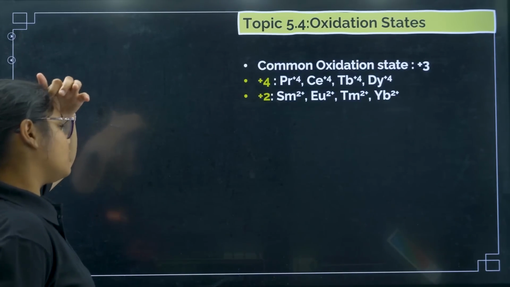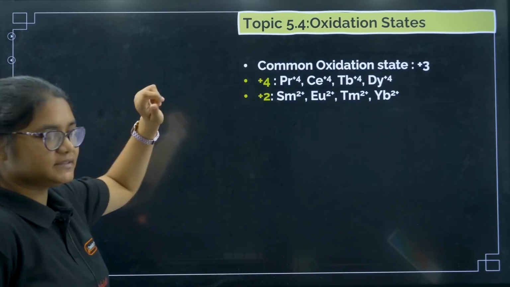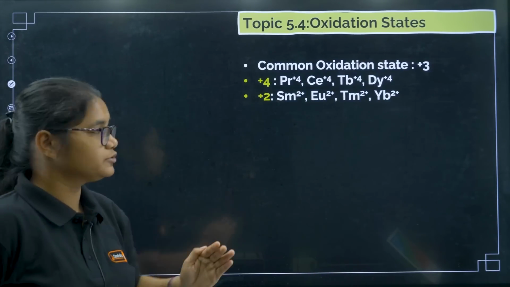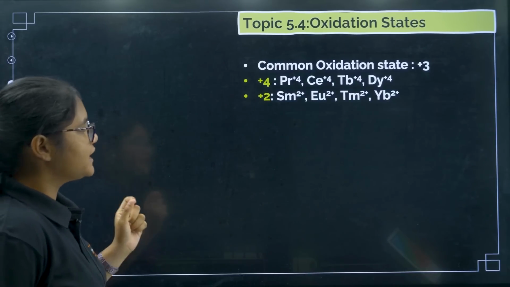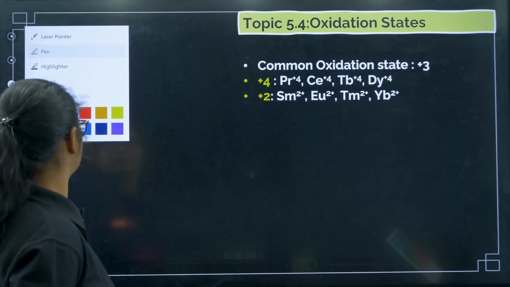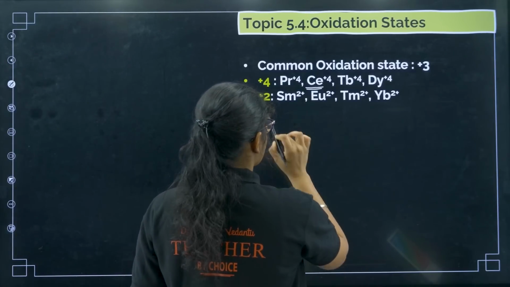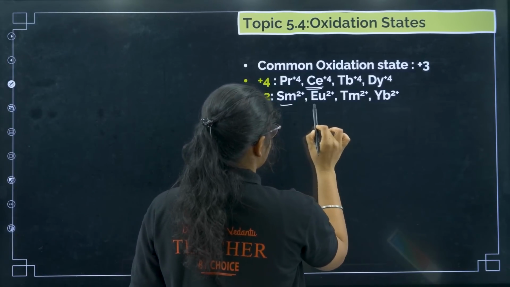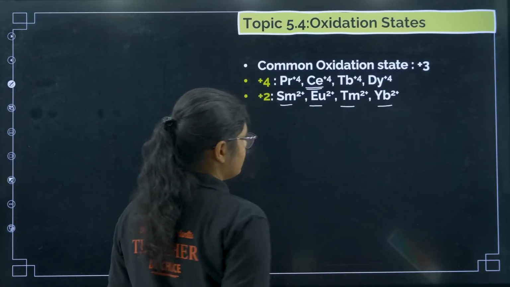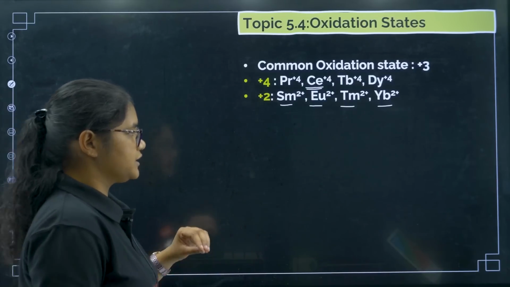Next, here we have oxidation states. The common oxidation state is generally +3, but it also shows +4 and +2. Which element shows +4? Pr, and you have to remember Ce +4. And which ones show +2? Sm, Eu, Tm and Yb. So there are 4 elements which can show +4.